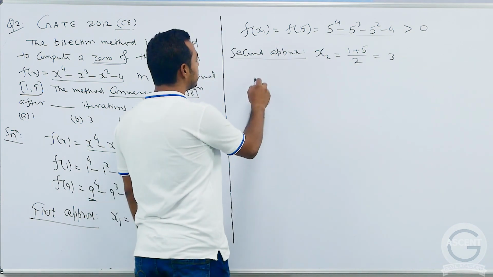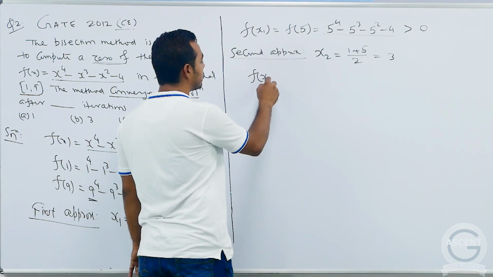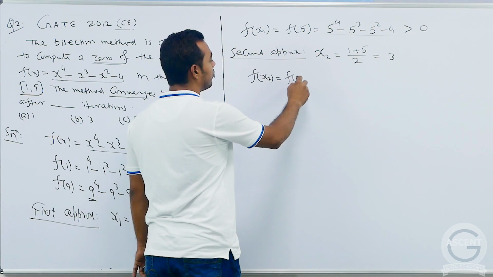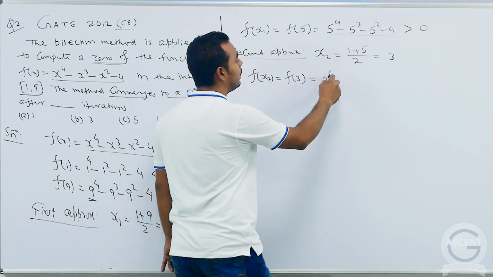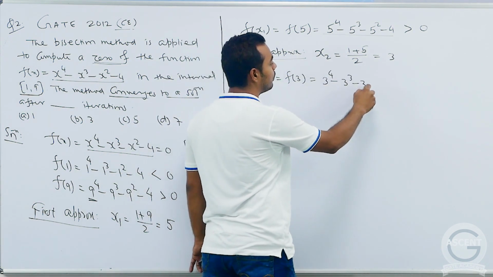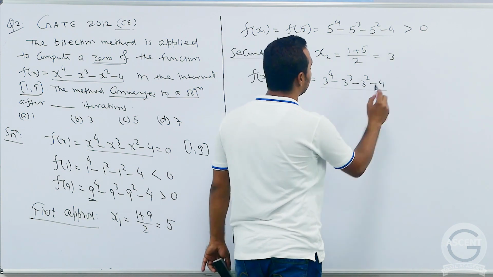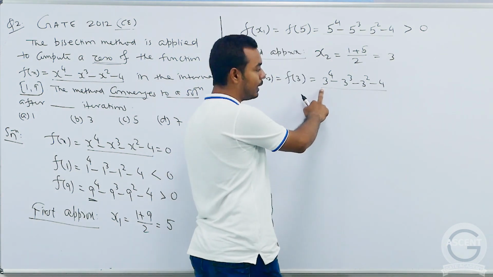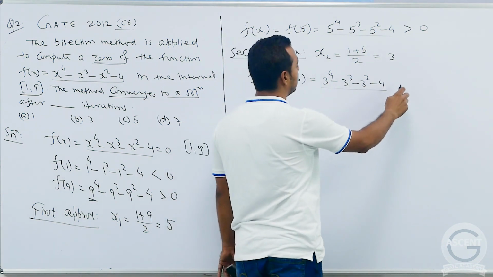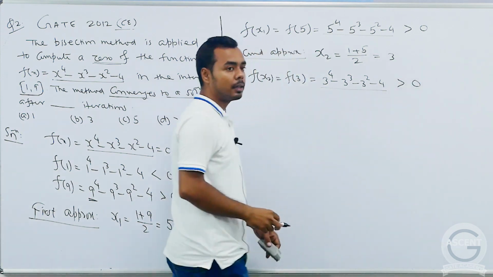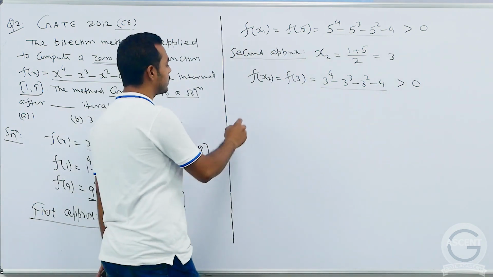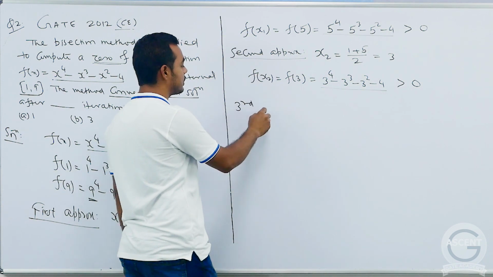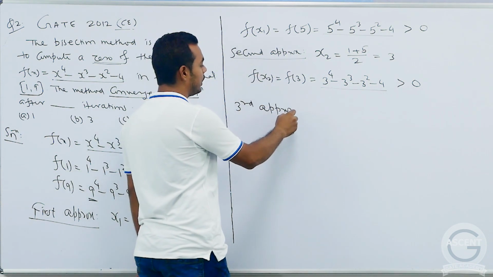Now for the next iteration we have to calculate this f of x2. We have to find this f of 3. So this will be 3 to the power 4 minus 3 cube minus 3 square minus 4. Now if you do the calculation, this will be 81 minus 27 minus 9 minus 4. This will be positive.